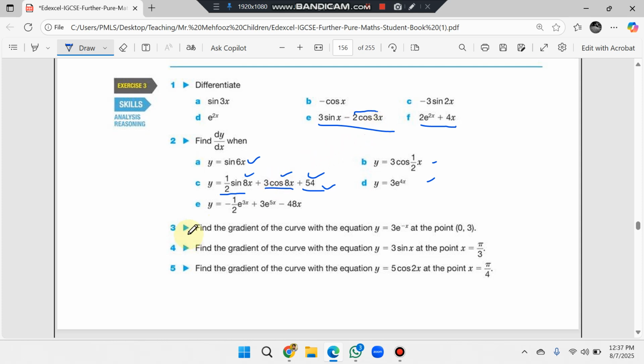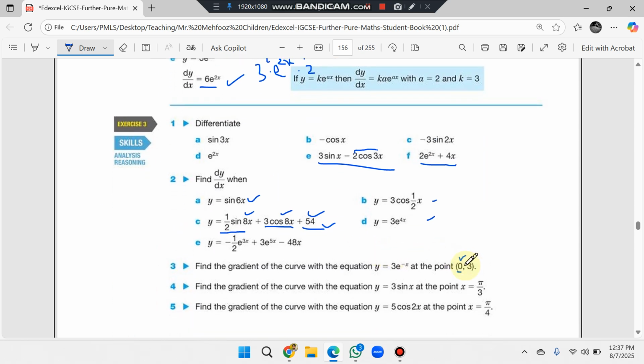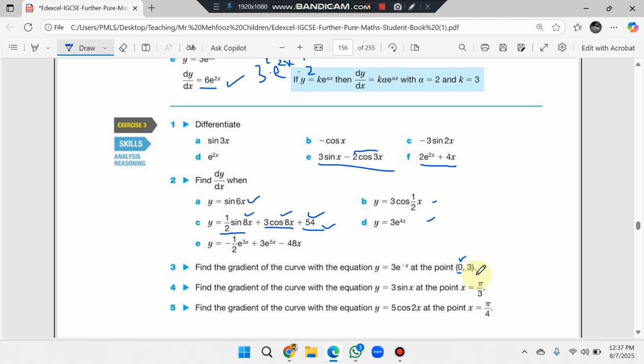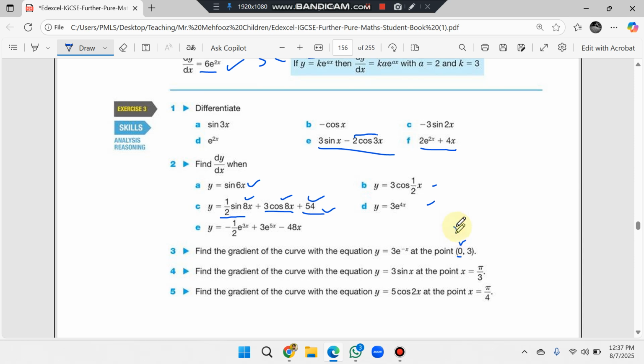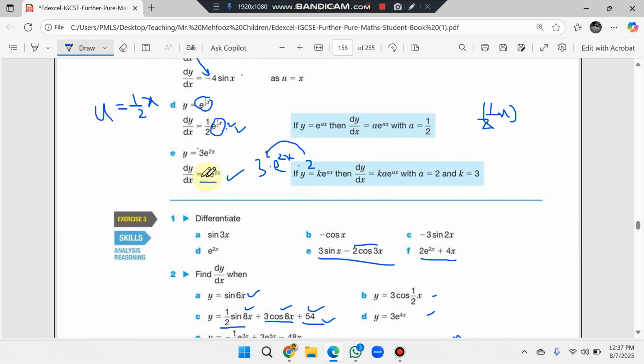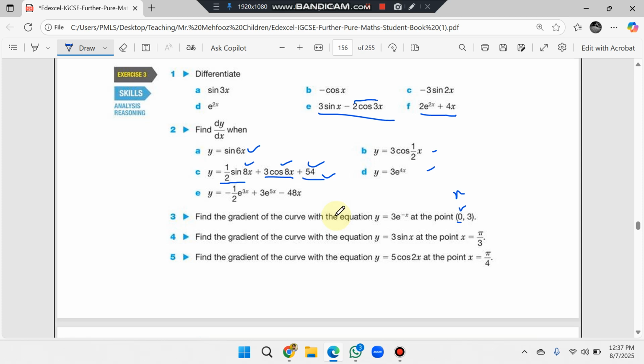And in questions number 3, 4 and 5, you have to find the derivative, and at the end we have to just put the values of x here in this way, that is 0. For example, in the previous example you have the derivative, that is dy by dx is equal to 6e raised to the power 2x. If he is asking to find the derivative at the point 0, 3, it means that here in this case x is 0 and y is 3, so we have to put the value of x into this function, and your answer will be simplified. Do you have any problem in this exercise?